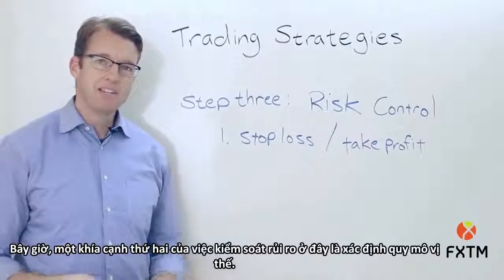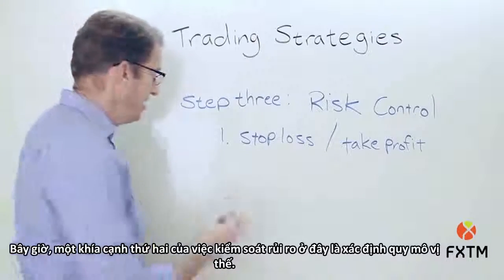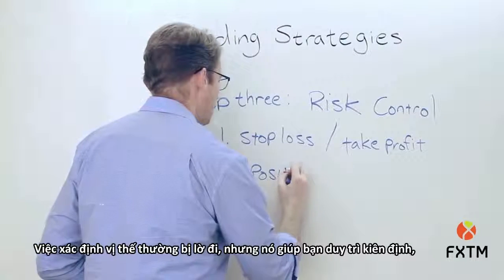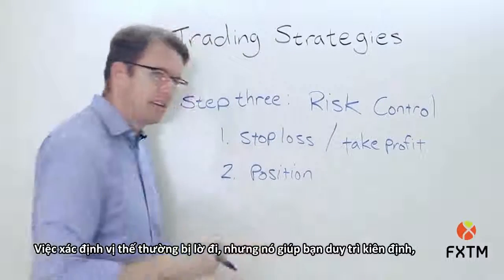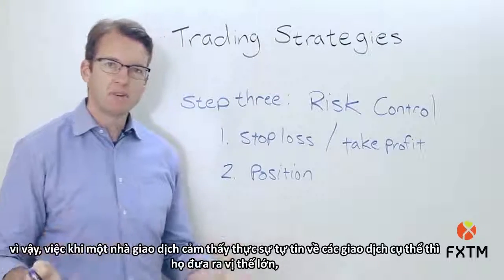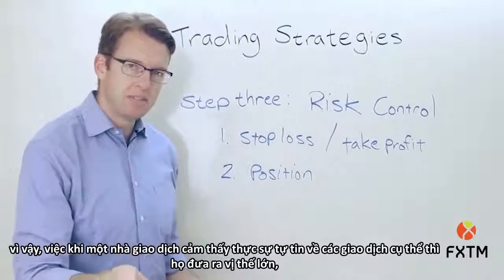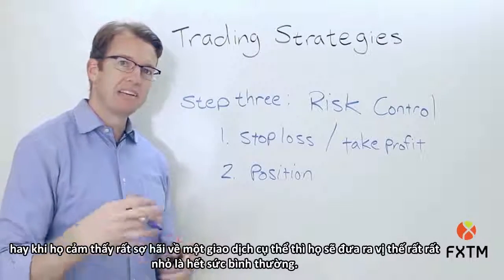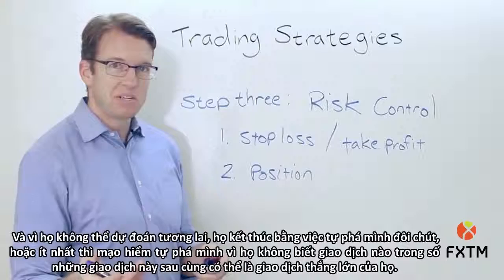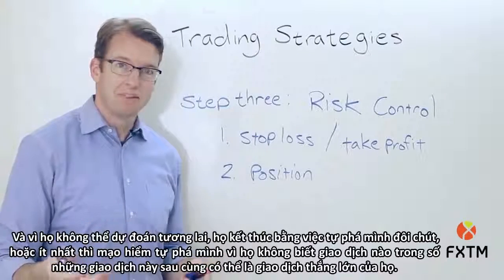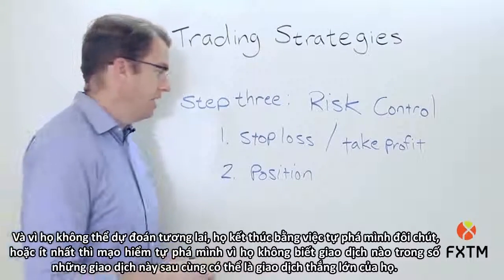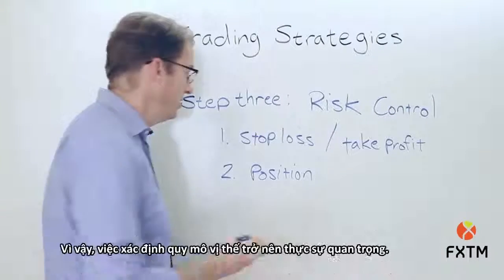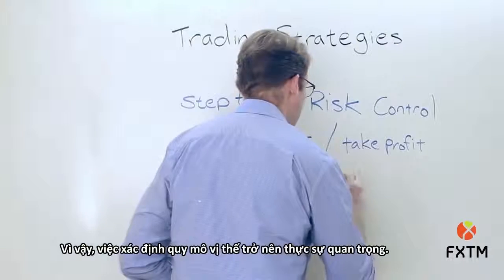Now, the second aspect here of risk control is position sizing. Position sizing is oftentimes overlooked, but it helps to stay consistent. It's not uncommon for a trader to feel really confident about a particular trade, so they get in very heavy, or to feel very scared of a particular trade, and so they get in very, very light. And since they can't predict the future, they wind up sabotaging themselves a little bit, or at least risking sabotaging themselves, because they don't know which of those two trades ultimately could be their big winner. So position sizing becomes really key.